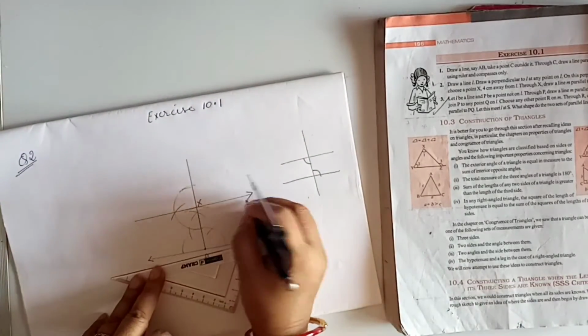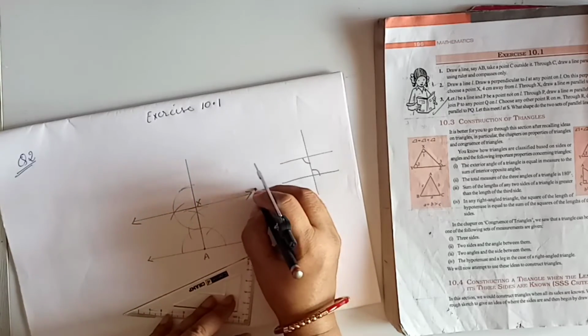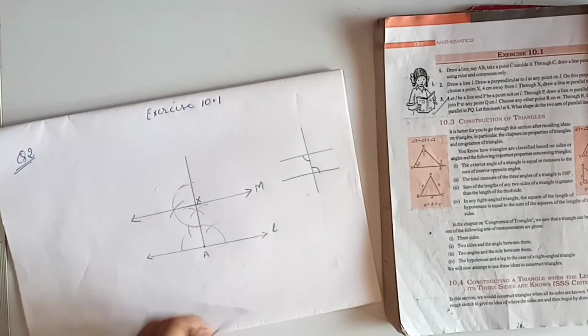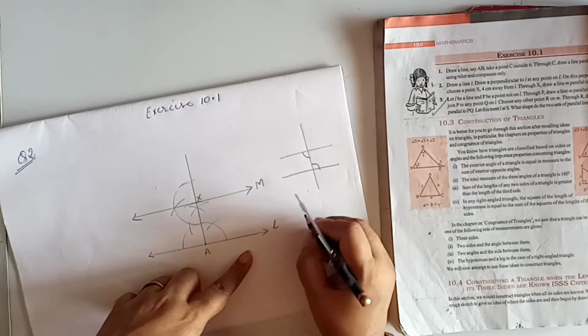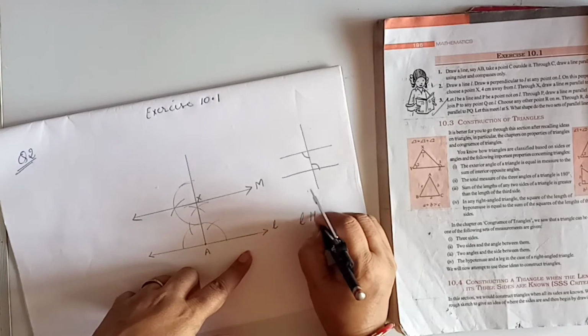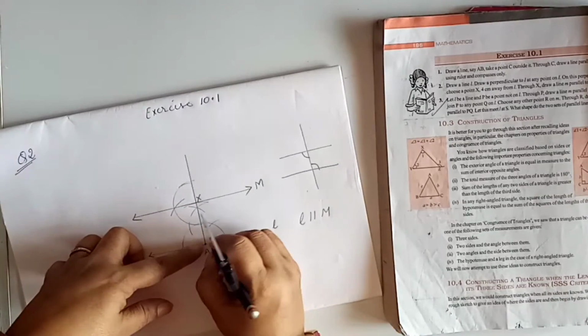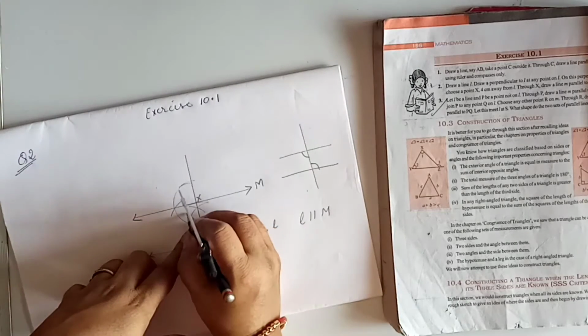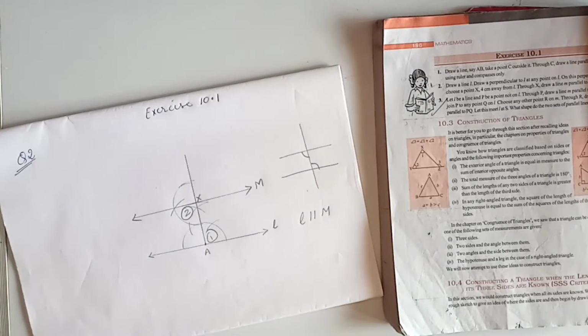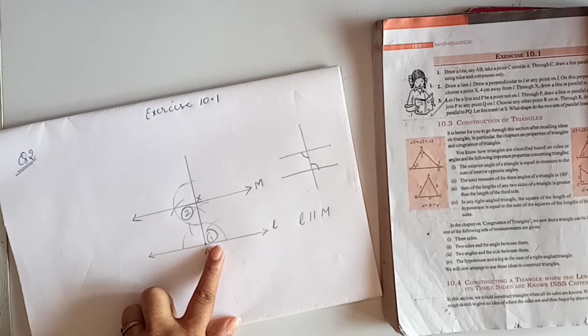So we can say this is point X, and suppose this is point N. This is line L and the line L is parallel to M. Why? Because the interior angles are equal, we proved that the interior angles are equal.